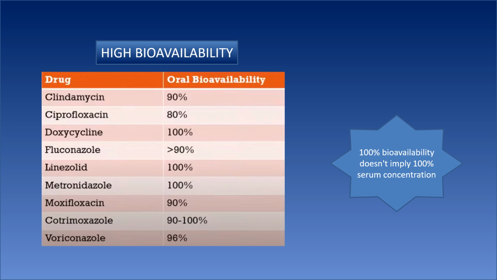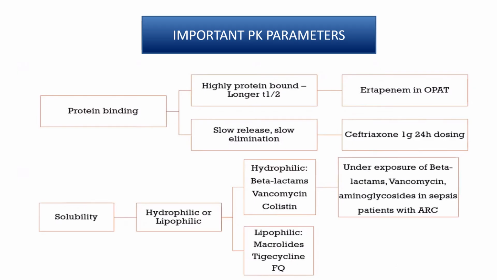This table lists the oral bioavailability of different antibiotics. Linezolid has 100% oral bioavailability, while cotrimoxazole has 90 to 100%. Voriconazole has 96%. So 100% bioavailability does not imply 100% serum concentration. The important pharmacokinetic matters are protein binding and the hydrophilic or lipophilic nature. For a highly protein bound drug, for example ertapenem, it is given in outpatient settings. There is a slow release and slow elimination, for example ceftriaxone. While hydrophilic antibiotics like beta lactams, vancomycin or aminoglycosides are underexposed when given in sepsis.